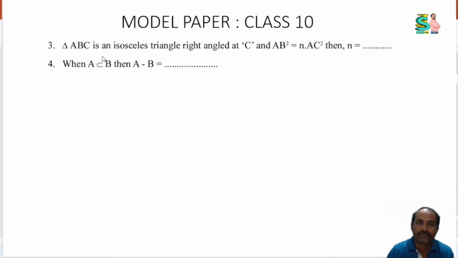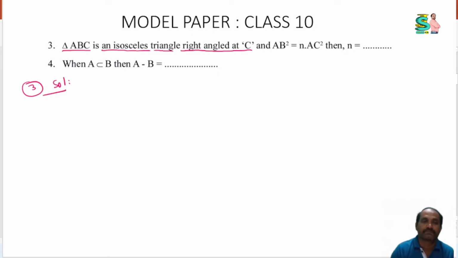Now the third question. ABC is an isosceles triangle, right angled at C. So, the third question solution. What is given in the third question? ABC is an isosceles right angled triangle, right angle at C.